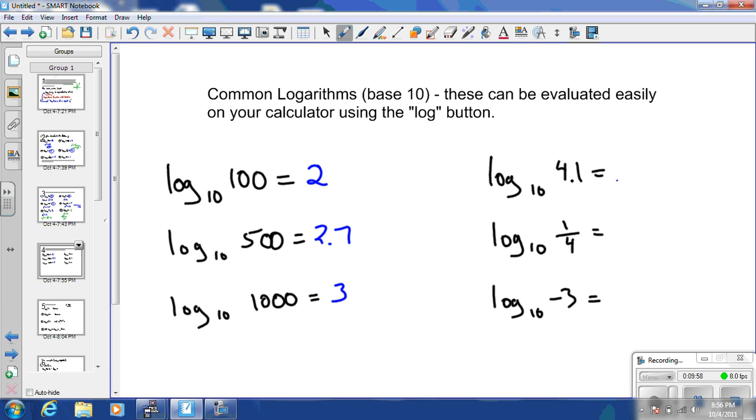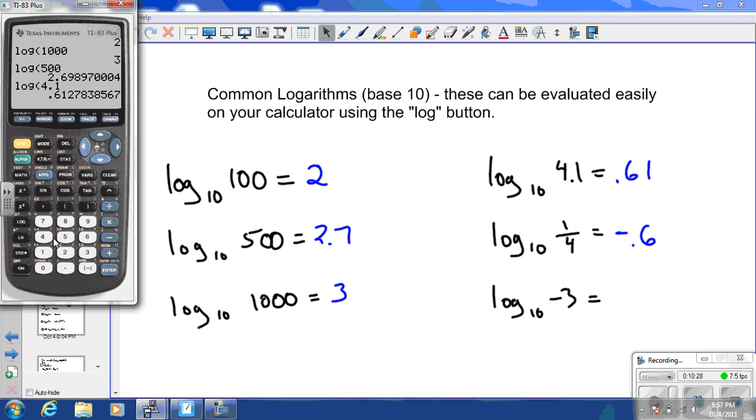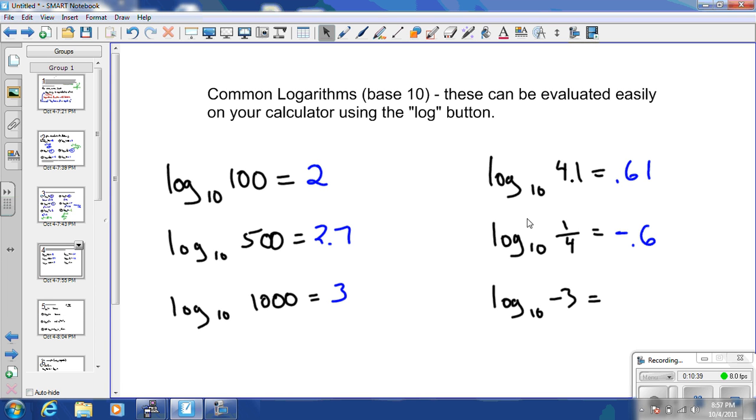Now you can work along here and see that when I type in log of 1/4, and I make sure I put that 1/4 in a parentheses, I get negative 0.60, so negative 0.6. And when I do log base 10 of negative 3, this one I want to show actually. So log of negative 3, what 10 to what power equals negative 3? No power. You can't take 10 to a power and get a negative answer. So that's going to be undefined.